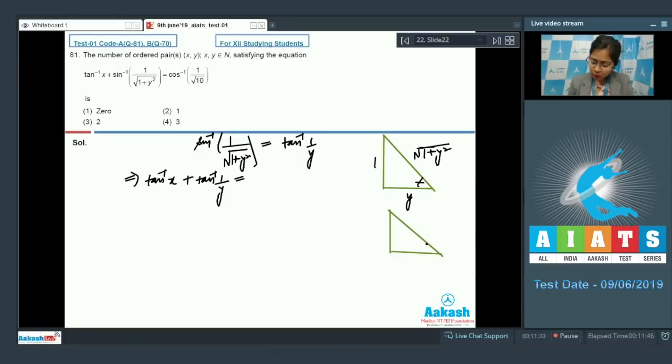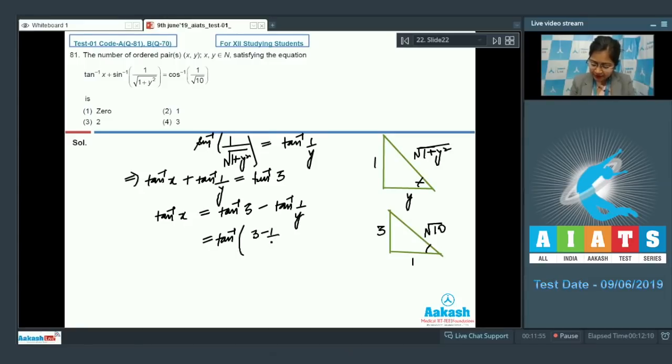cos inverse 1 by root 10. So this will be equal to tan inverse 3, right? So it can be written as tan inverse x equal to tan inverse 3 minus tan inverse 1 by y. So this will be equal to tan inverse of 3 minus 1 by y upon 1 plus 3 by y.